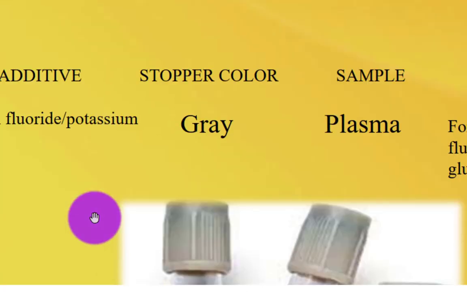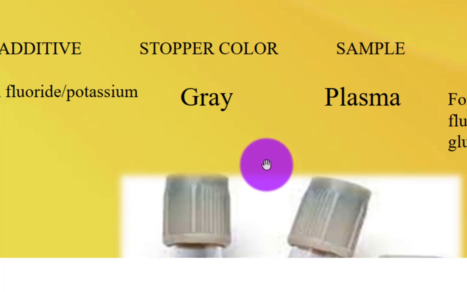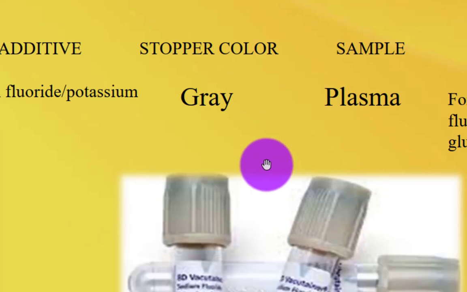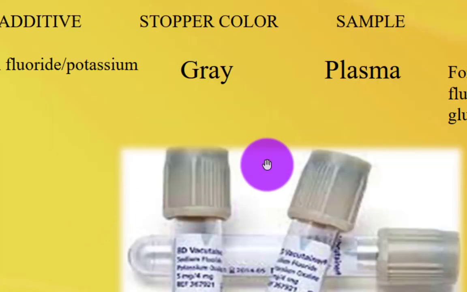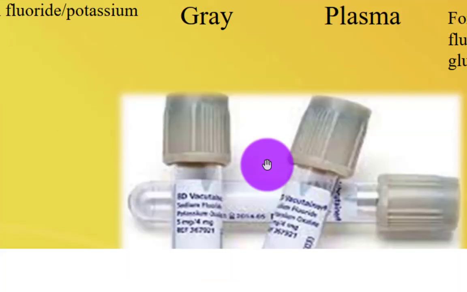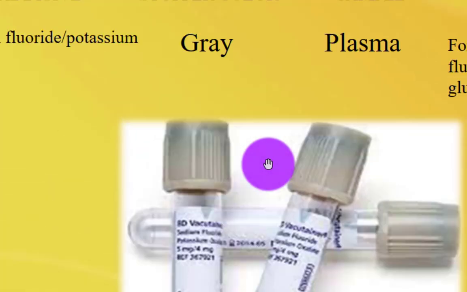Sodium fluoride, potassium oxalate, gray. For glucose testing, sodium fluoride inhibits metabolism of glucose by white blood cells.